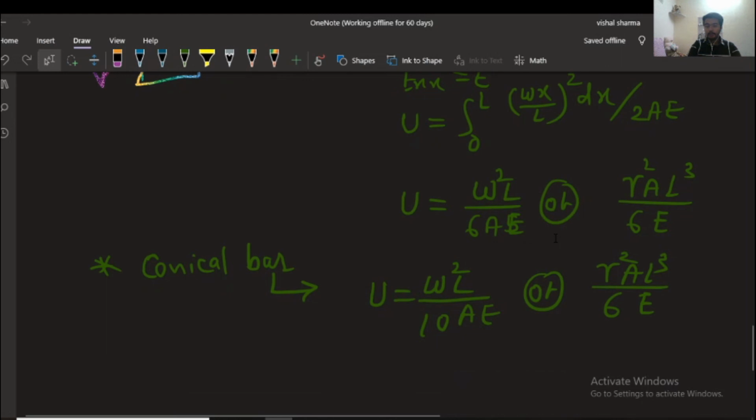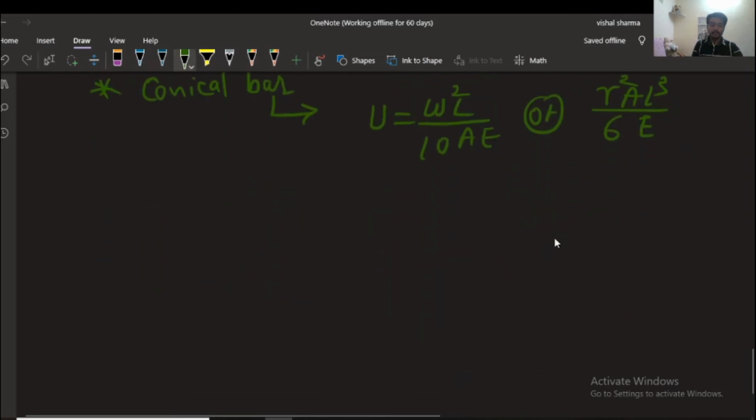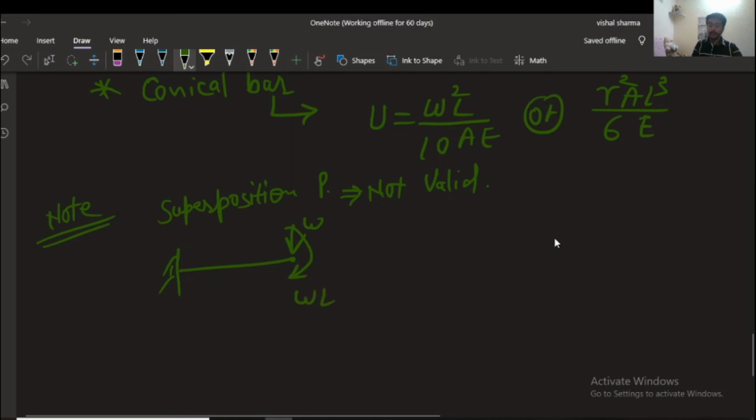And there is one important note for this type of question to find the strain energy: the superposition principle cannot be applied, it is not valid. So if there is a beam and a load W acting at the free end, and there is a moment WL, we cannot use the superposition theorem to find the strain energy. It is not valid in case of the strain energy.